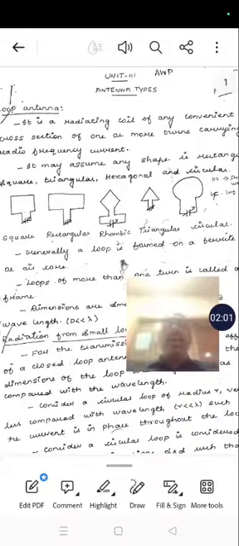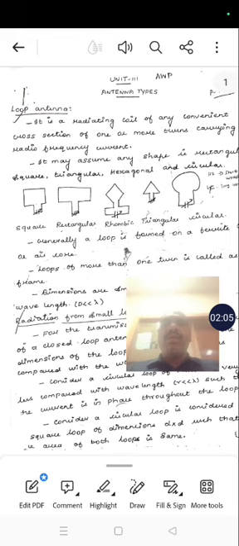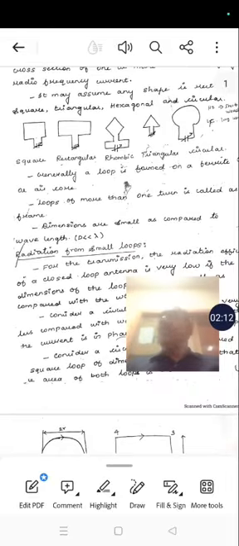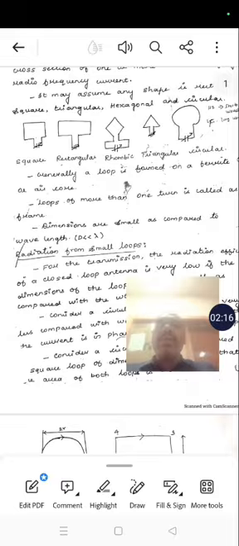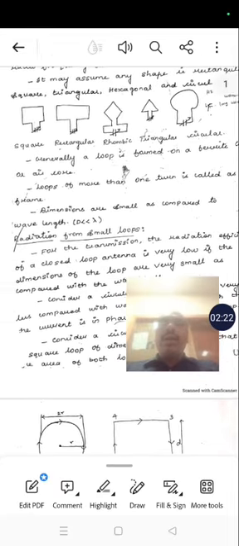A radiating coil of any convenient cross section, of one or more turns, carrying the radio frequency wave. In this loop antenna, there are different types of loop antennas available. First one is square, then rectangular, rhombic, triangular, and circular.